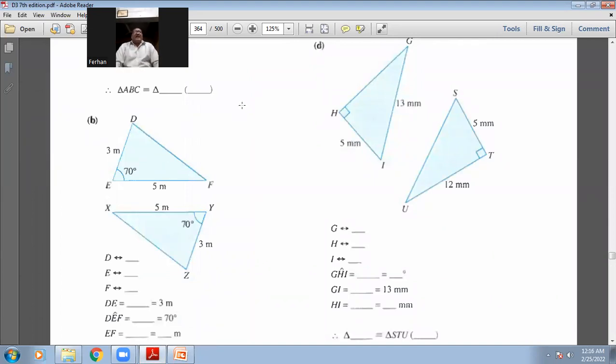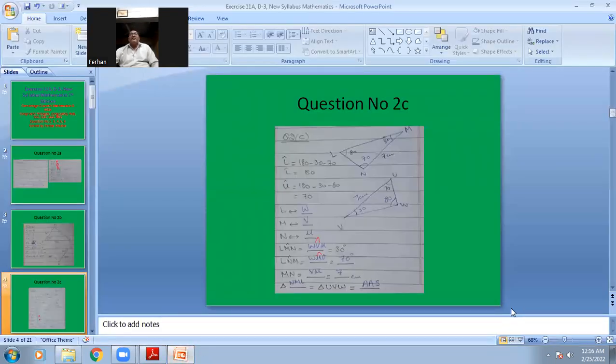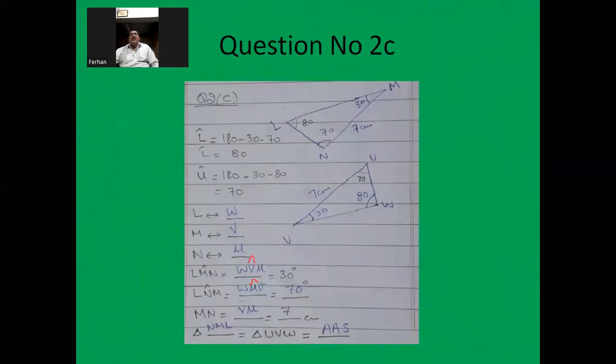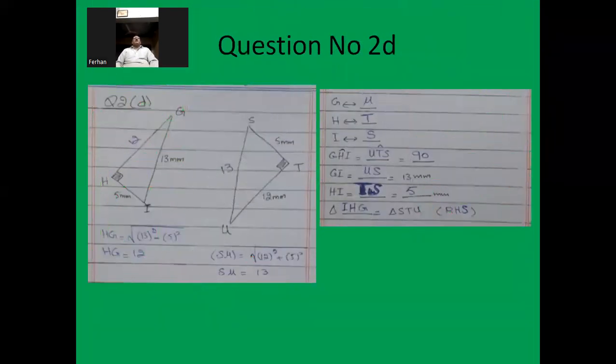So the D part, here two right angle triangles are given, and you can see here this is 13 and this is 5. So by applying the Pythagoras, I can find out the HG. Also apply the Pythagoras here, and you can find the SU, and then I can write this whole correspondence.